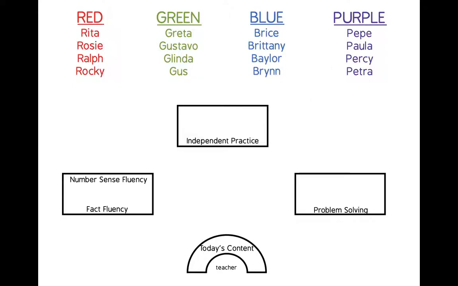Yes, you will notice there are 16 students in this class. Obviously, this is pretend and for demonstration purposes only. You'll also notice that the names of the students in the group correspond with the color. That's also just to help us go through this visualization.